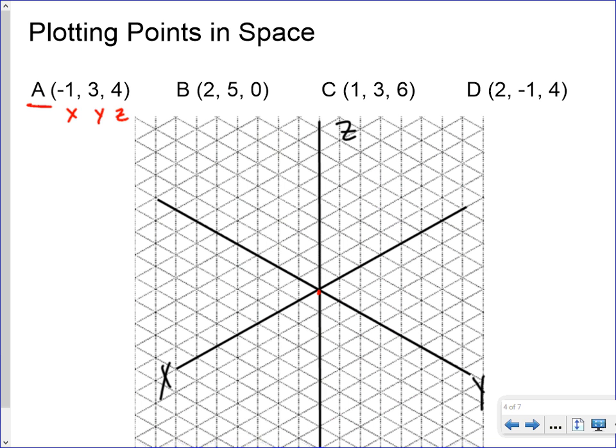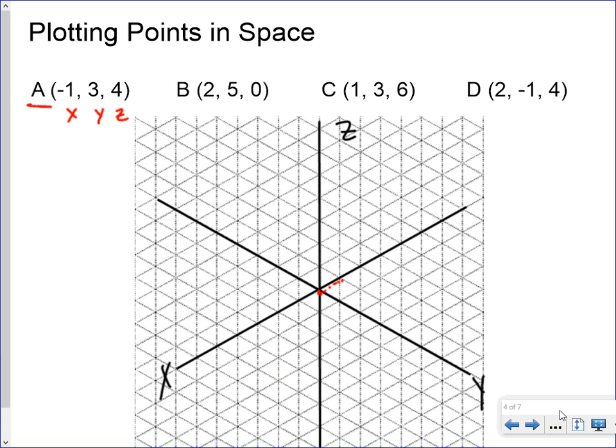Then I'm going to do my first coordinate, which is -1 for X. Think about on your X-axis, which direction would be positive and which direction would be negative. X is the one coming at us, forwards and backwards. Positive would be forward, negative would be backwards. So if we have -1, we're going to go back 1. I'm just tracing my path.